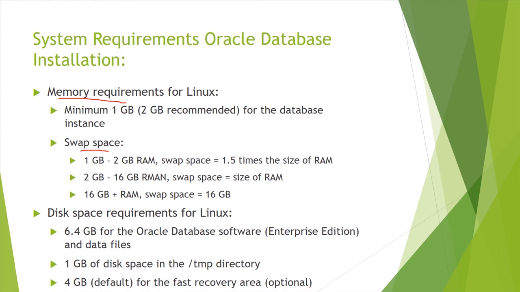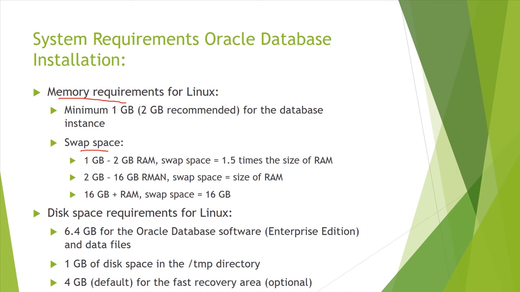The swap space depends on the RAM size. If your RAM is between 1 giga and 2 giga, swap space should be 1.5 times the size of the RAM. If your RAM is between 2 giga and 16 giga, the swap space should be equal to the size of the RAM. If the memory size is greater than 16 gigabytes, the swap space should be equal to 16 gigabytes.